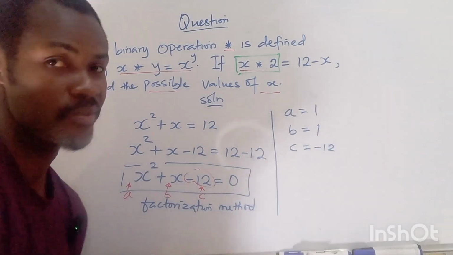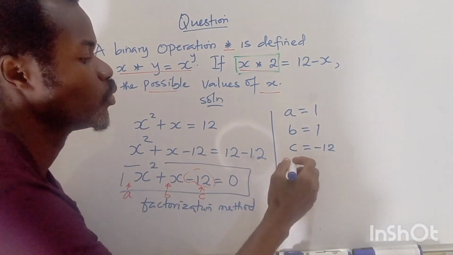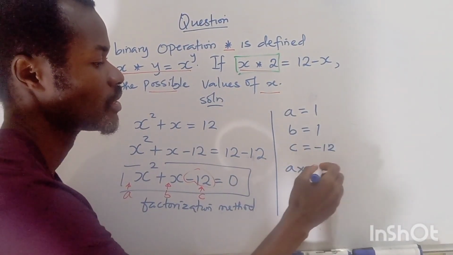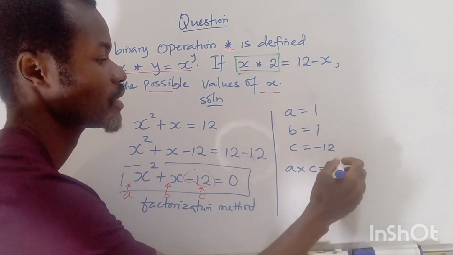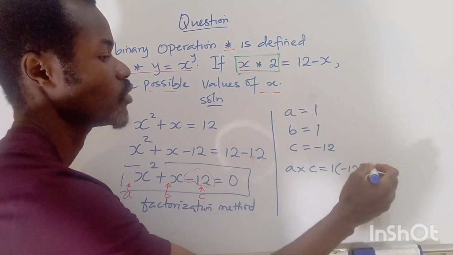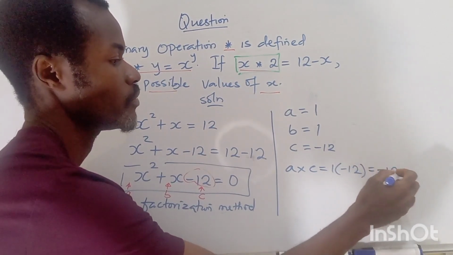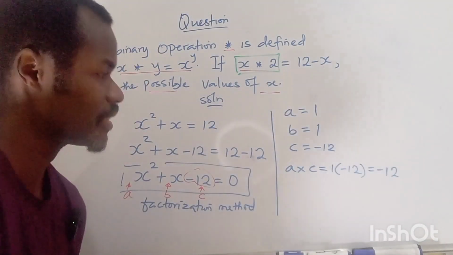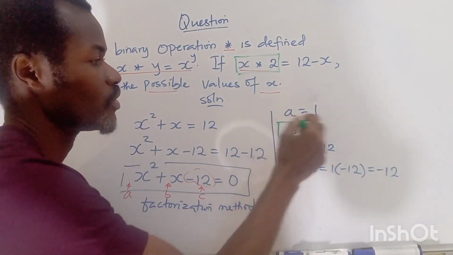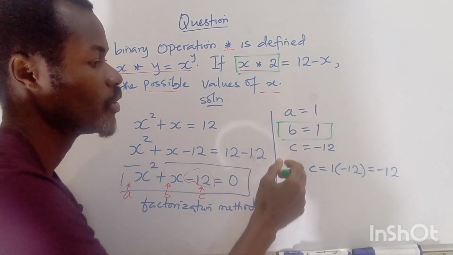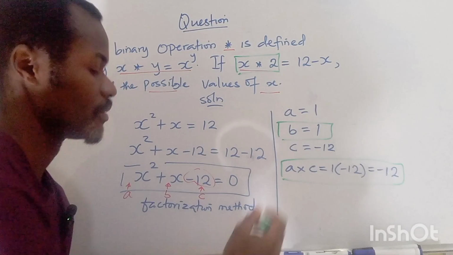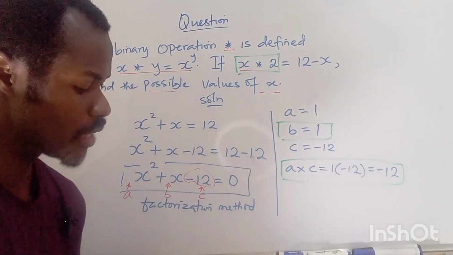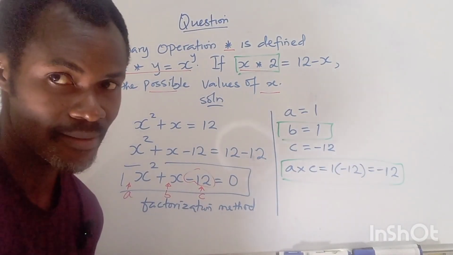And c is minus 12. Now, the next thing is you want to get the product of a times c, which is 1 times minus 12. That will give us minus 12. We are going to look for two factors whose sum is going to give us this, and their product is going to give us this. So how do we get those two factors?